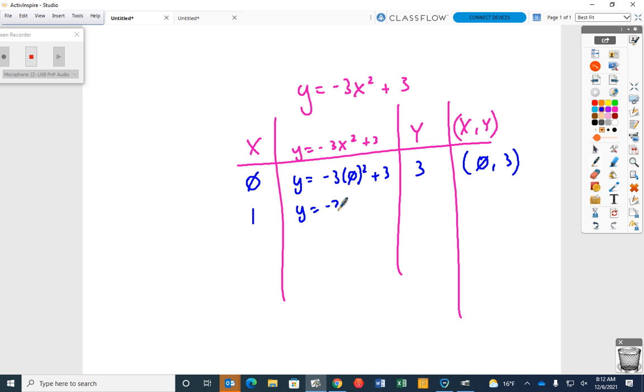What do we want to do next? 1? Okay. Let's do 1. Y equals negative 3 times 1 squared plus 3. Well, what's 1 squared? Now, if you need to write this out using order of operations, I'm fine with that. But I think you're at a point where you can do this in your head. What's 1 times 1? What's negative 3 times 1? What's negative 3 plus 3? 0. Are we okay on that?